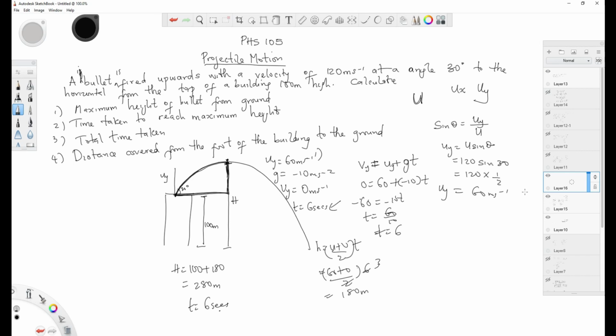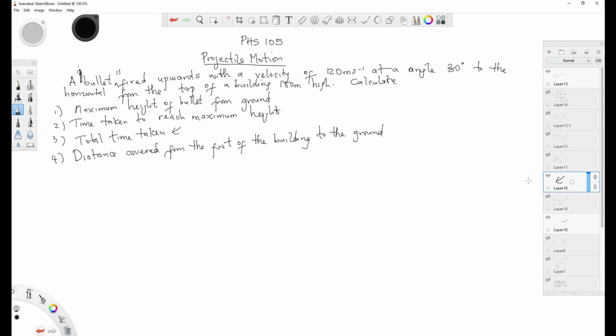And for this last part, the distance covered from the foot of the building to the ground. Now this part also needs one to know question 3. From question 3 you can get question 4, and I'm going to leave it to the first person that gets it.